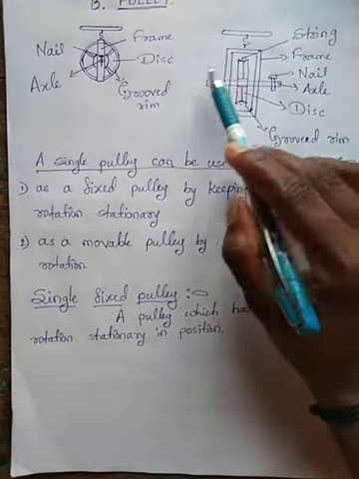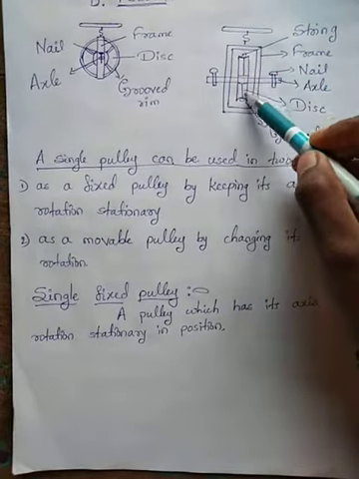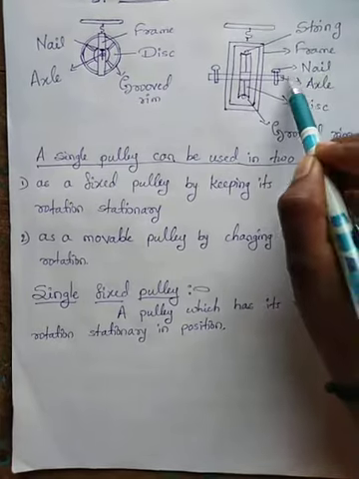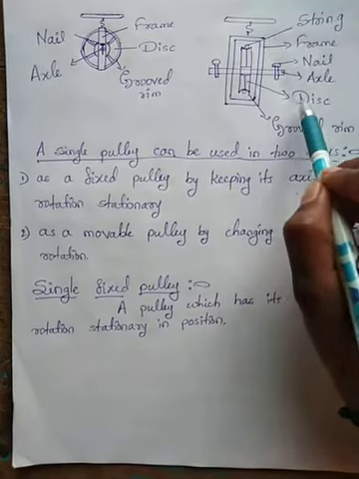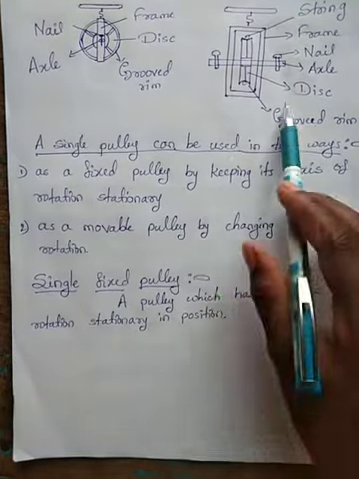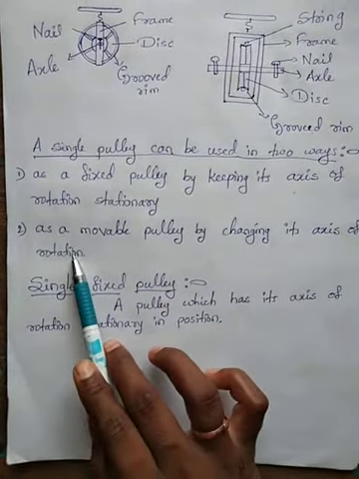See here also, the same pulley. This is a string, and here is a frame, and this is a nail, and this is the axle. This is a disc, and here is the grooved rim. This is a movable pulley by changing its axis of rotation.